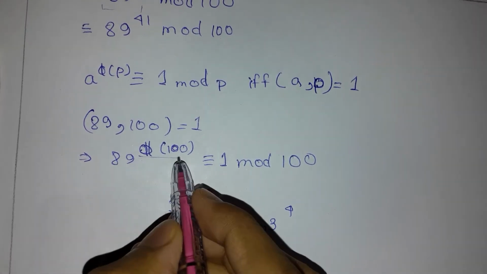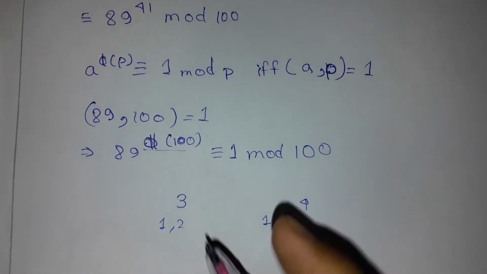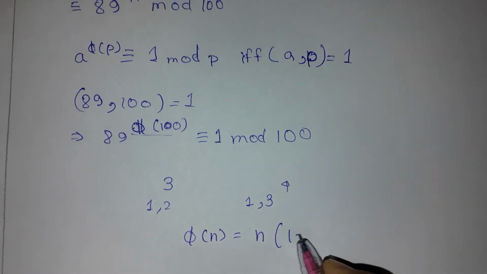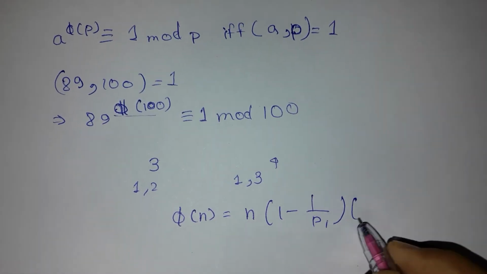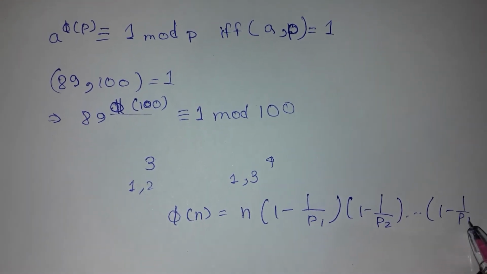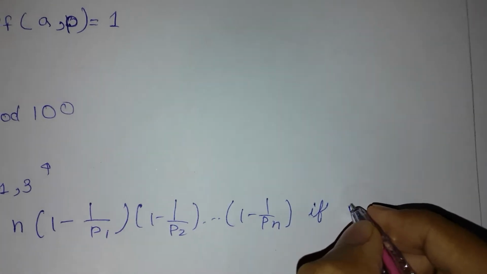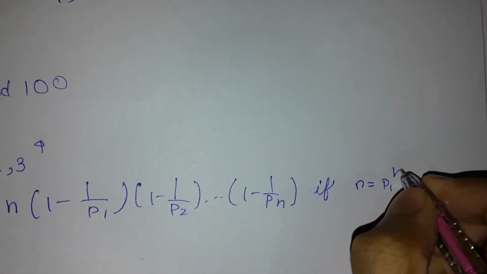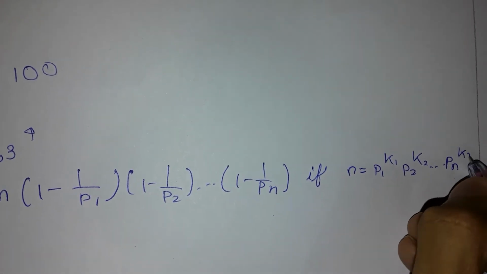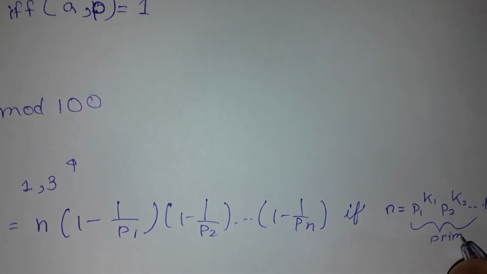So for this, now see, 100 is a very huge term, we just simply cannot count that. So we have a formula: phi of n is equal to n times (1 minus 1 by p1) times (1 minus 1 by p2) and so on up to (1 minus 1 by pn), if n can be written as p1 to the power k1, p2 to the power k2, up to pn to the power kn, where p1, p2 and so on are all primes.